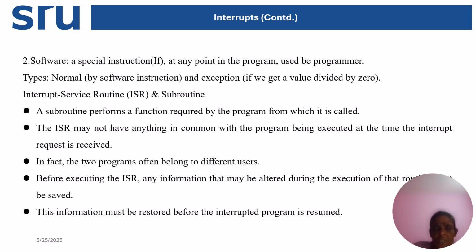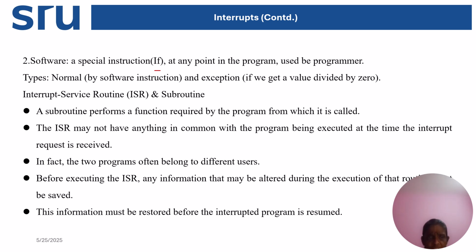And next one, software. Software means, suppose in the program an if-else condition occurs. If the condition is satisfied, go to that particular location. If the condition is not satisfied, go to the next instruction. Like that, we give the condition in the program, and based on that, the control will transfer to some other memory location. The execution will not happen in consequent order.